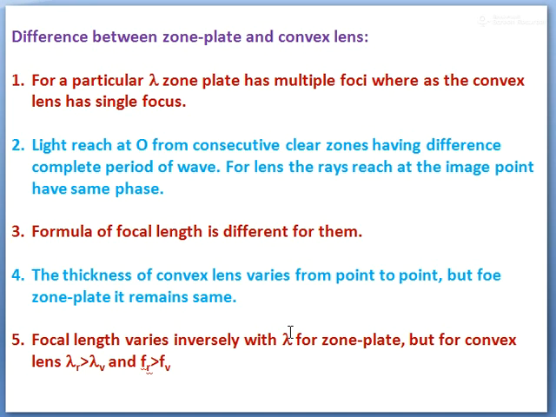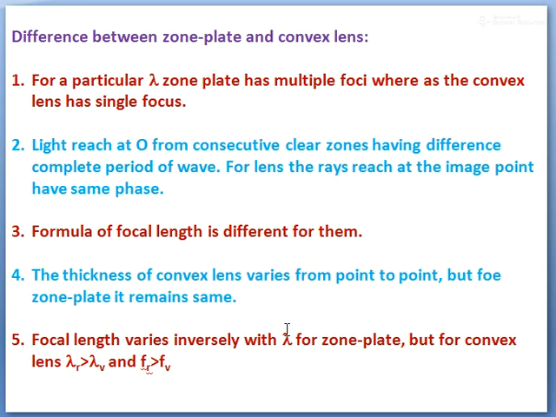So from first to second there will be lambda by 2 path difference, but between 2 to 3 there will be lambda by 2 path difference again. So between 1 and 3 there will be lambda path difference. So complete pi to twice pi phase difference, so they are completing a complete period of wave. Okay, but for lens rays, all the waves they are reaching at any image point must have same phase.